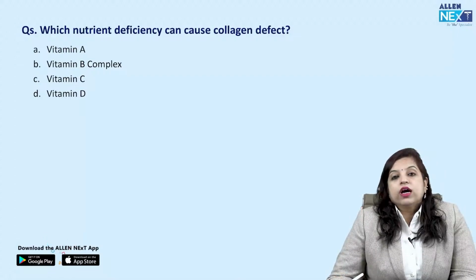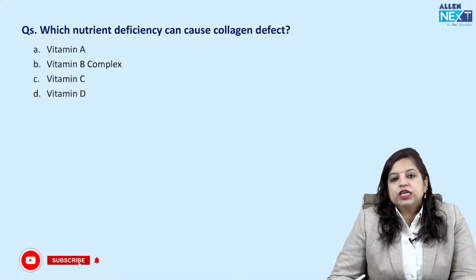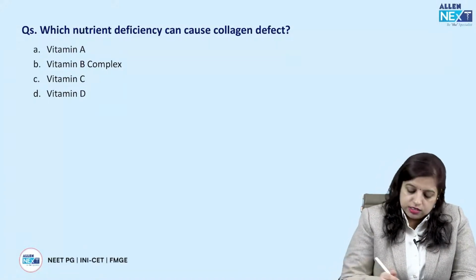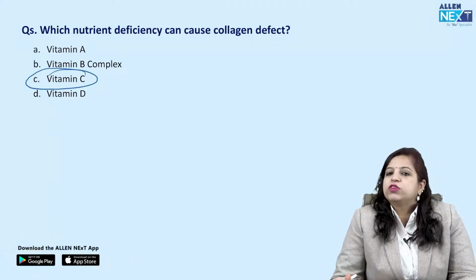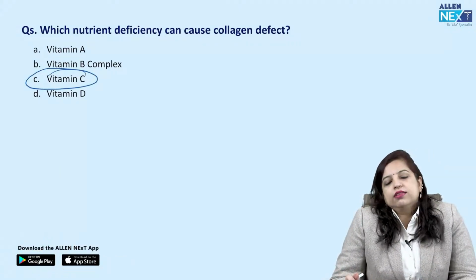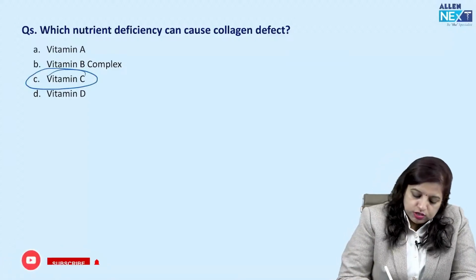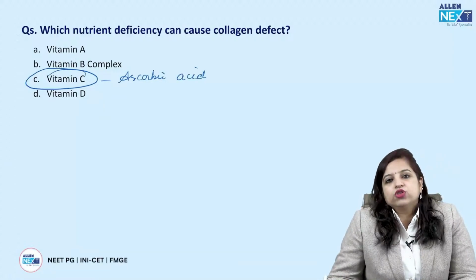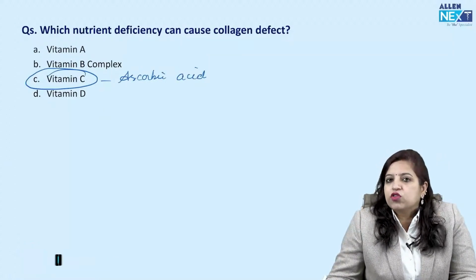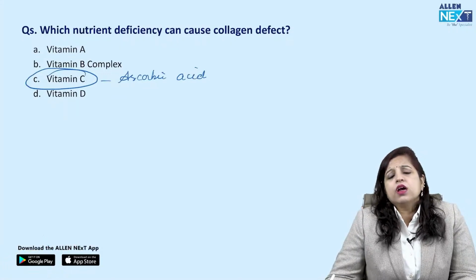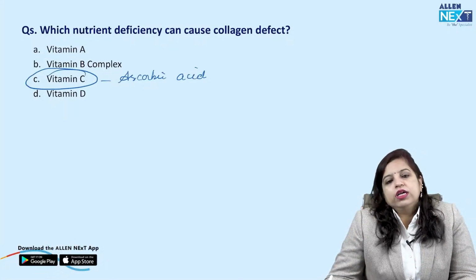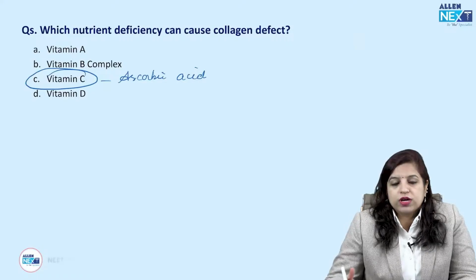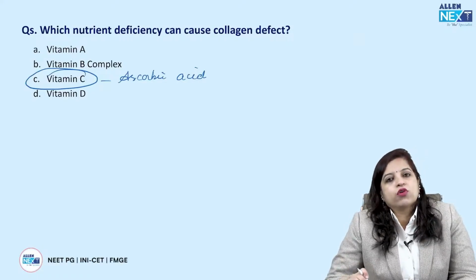Now, let us move to the other vitamin deficiency. Which nutrient deficiency can cause collagen defect? Yes, we know this. Umpteen number of times it has been asked. This is none other than your favorite vitamin, which we find in oranges, and that is your vitamin C, also known as ascorbic acid. We know that vitamin C is absolutely essential for the cross-linking of the fiber strands of collagen, for the hydroxylation of lysine and proline and making the collagen strong, because collagen is part and parcel of the connective tissue, and vitamin C is absolutely essential for all that purpose.